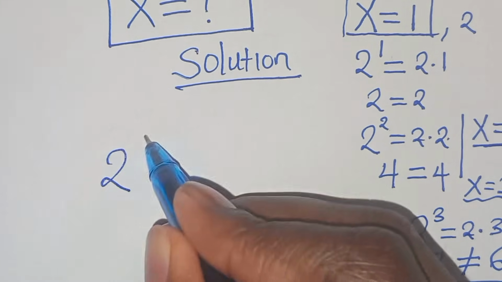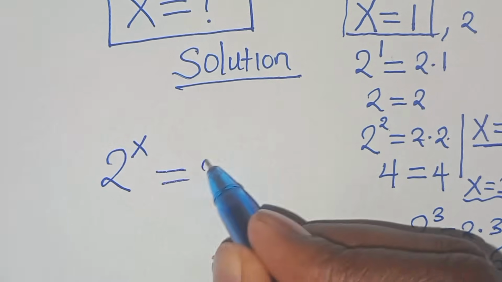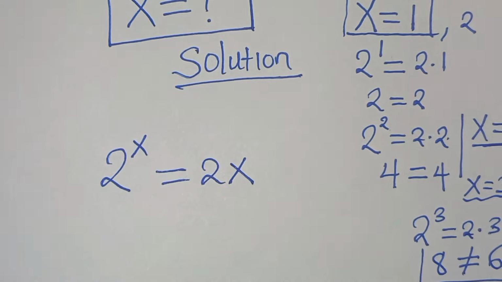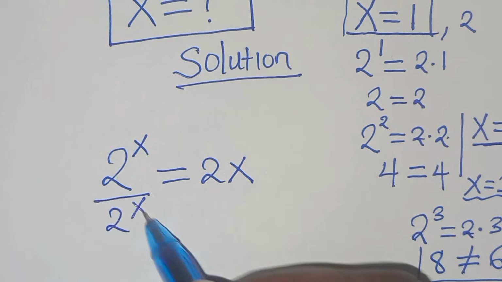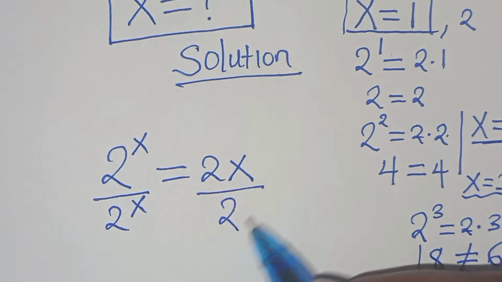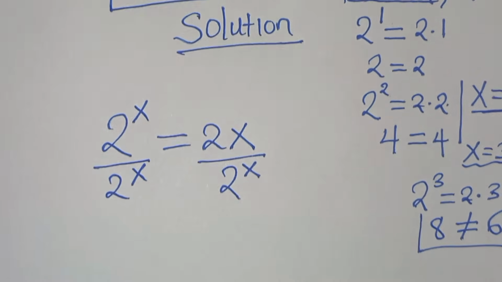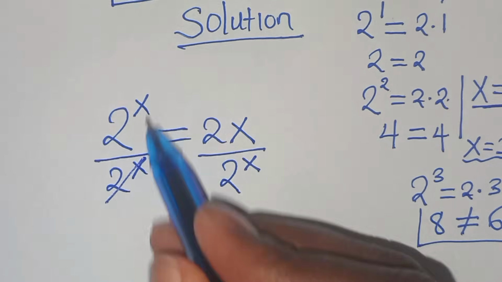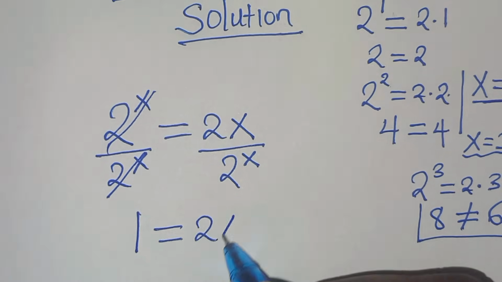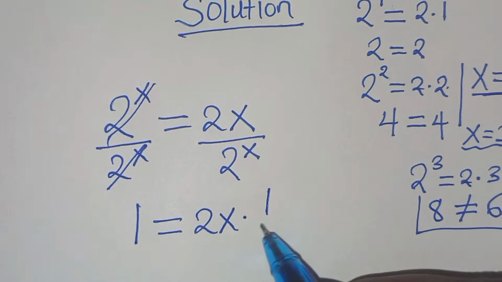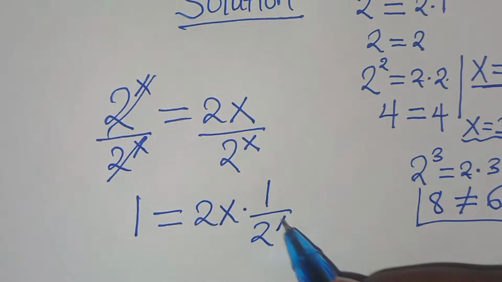Now, let's provide a solution from here. So we have 2 to the power of x. This is equal to 2x. So the first step here is to divide both sides by 2 to the power of x. And also here we have 2 to the power of x. So let's simplify here. We have 1 is equal to 2x multiplied by 1 over 2 to the power of x.